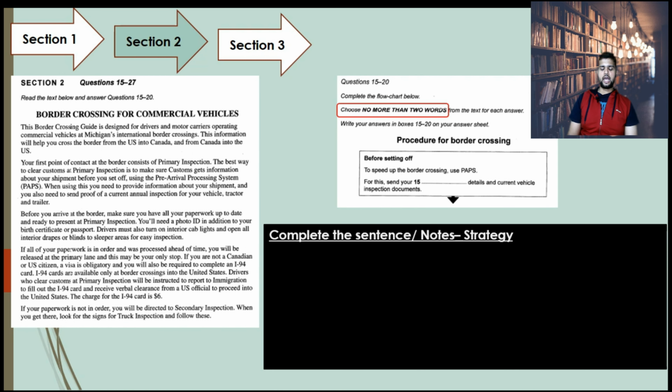In this section, I'll be talking about how, as the section increases, the difficulty level is increasing. And majority of the time, the type of questions is complete the sentence, that is fill in the blanks or complete the notes. The strategy for this is that questions always come in order. Okay, and read the instructions carefully. This is what I mean: choose no more than 2 words.